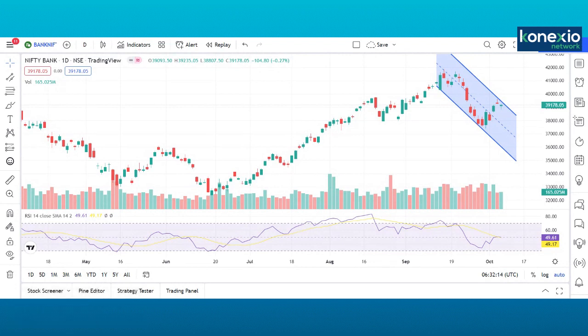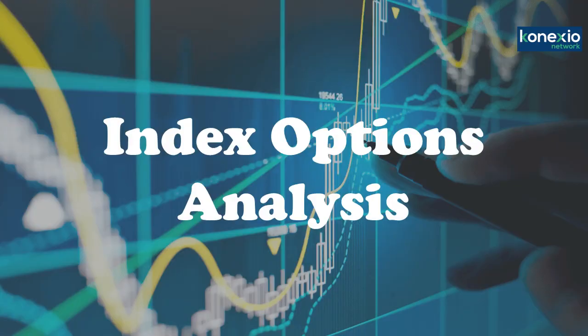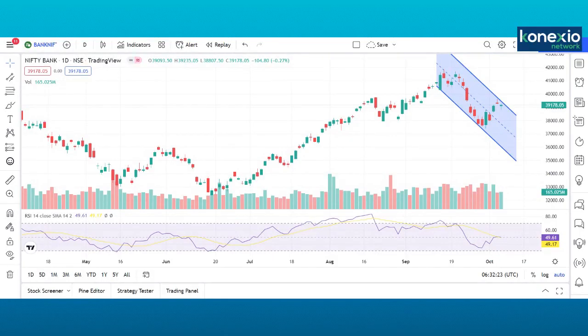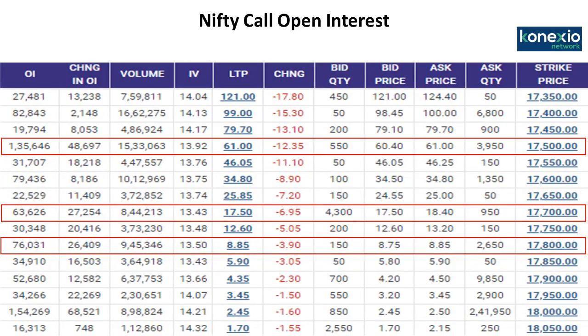Now friends, let us go to the third segment of our show, which is option analysis. In option analysis, we'll try to figure out the data of Nifty and Bank Nifty calls and puts. I mean to say open interest, implied volatility, volumes. So let us go to the Nifty calls first. You will see on the screen that in Nifty calls, the action was seen in 17,500 calls. Then after a huge gap of 200 points, the second action was seen in 17,700 calls and 17,800 calls.